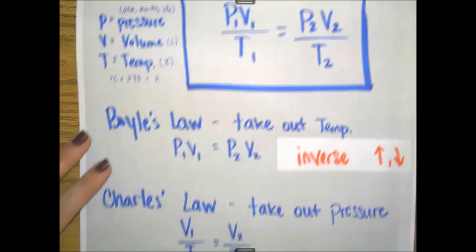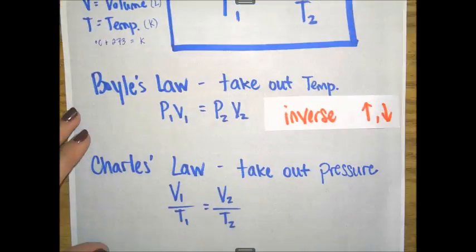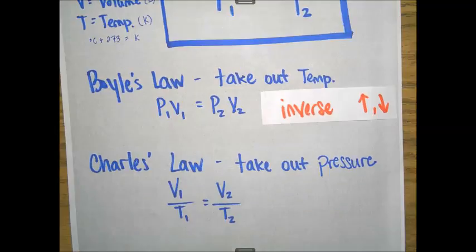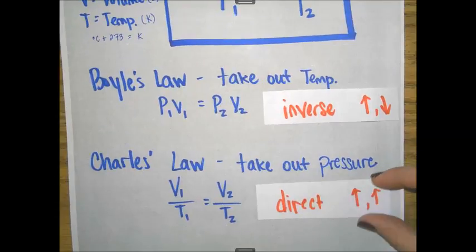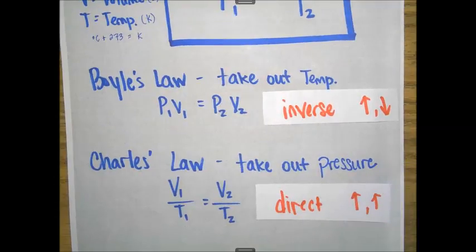And if you can remember from math class as well, whenever you have something divided by something else, that makes a direct relationship, which means that if volume goes up, temperature has to go up as well. And if one goes down, the other one has to go down. They have to copy each other.